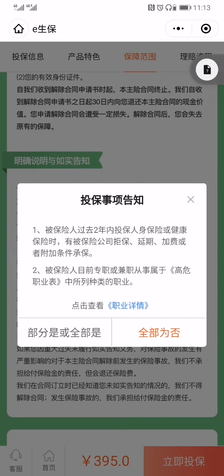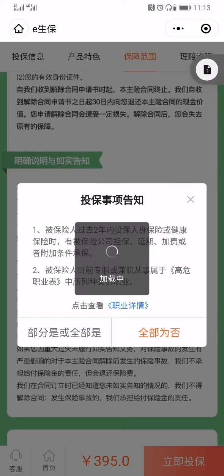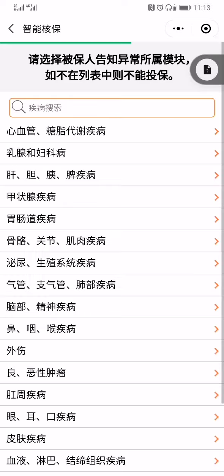If my answer is no, which is the red button, then it will give me the standard rate with accept, and we progress to the payout stage straight away. If my answer is partially no, partially yes, or yes, I have some or all of the above issues, then it should progress me to the underwriting stage. Alright, so it's loading Ping An's smart underwriting.